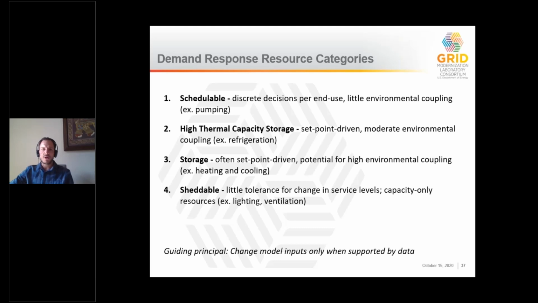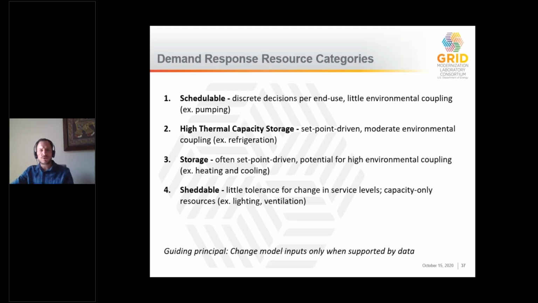Schedulable resources are those that can be moved throughout the day without resulting in a reduction or loss of service. These typically have little or no environmental coupling. An example would be pumping for an irrigation system. High thermal capacity storage resources are typically set point driven and exhibit moderate environmental coupling. An example would be a refrigerated warehouse where you would have a very high thermal capacity and likely be able to float for some time to provide a load shed or load shift.